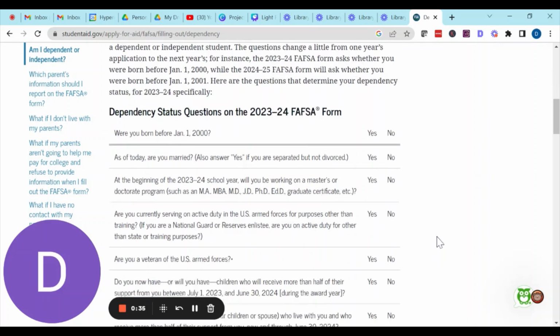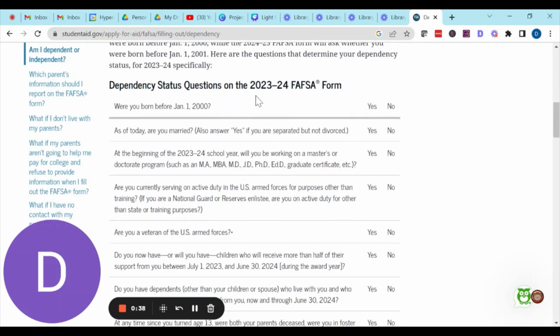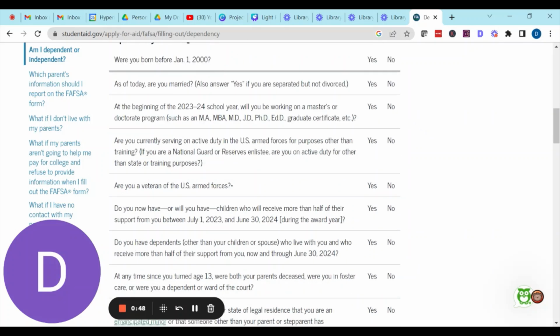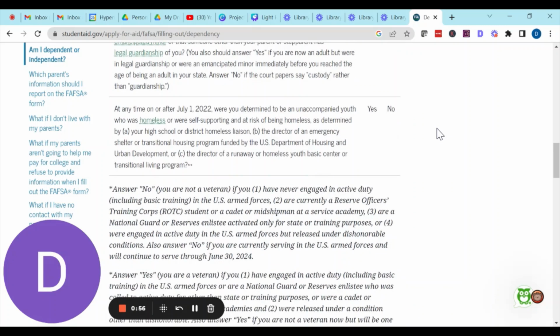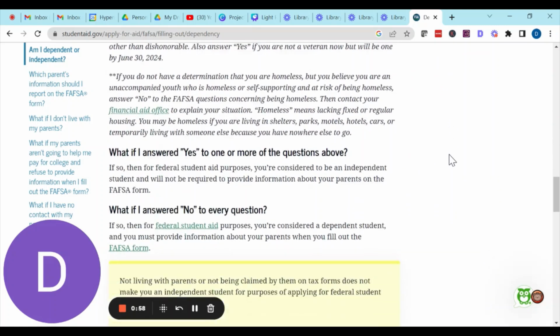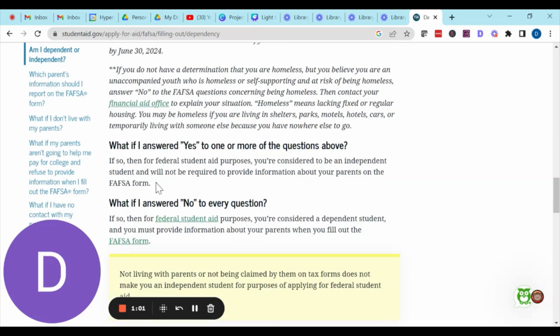So if you were born before January 1, 2000, then you would be over the age of 24 based on these questions. You'd be an independent student if that was the case. You're going to go through each of these answers here. If you answer yes to any one of these questions, you're going to be an independent student. If you answer no to every single question, you're going to be a dependent student. And it's shown to you right here. So for federal student aid purposes, you would be considered independent in the event you answered yes to any one of those questions. But if you answer no, you need to include your parents' information on the FAFSA form.